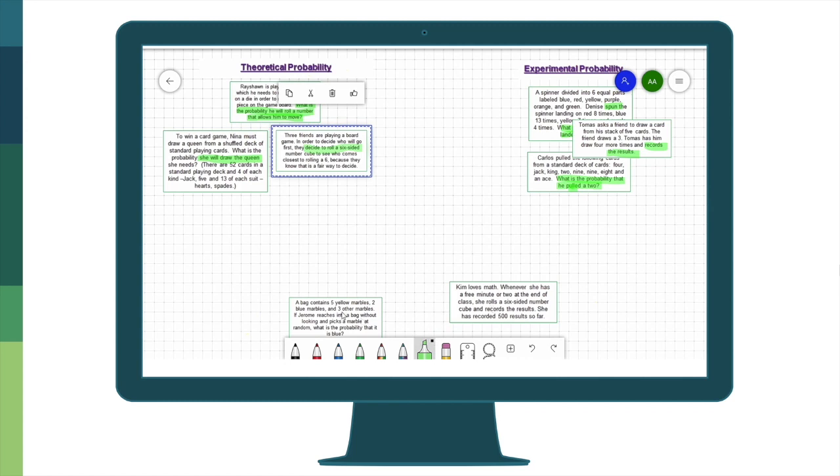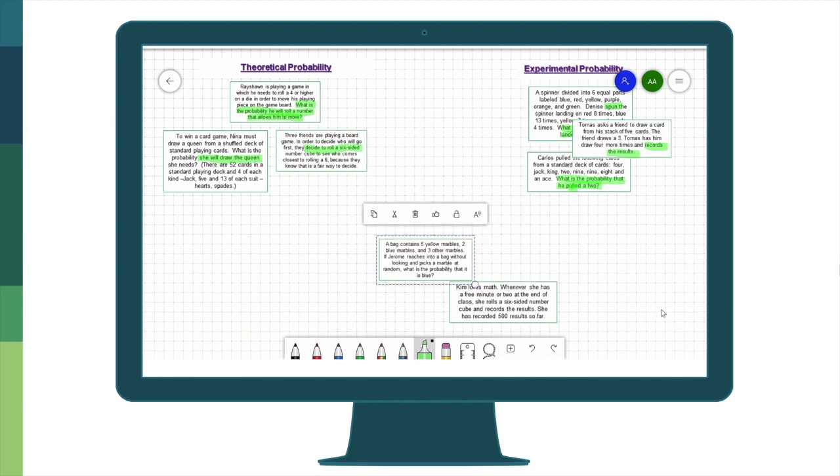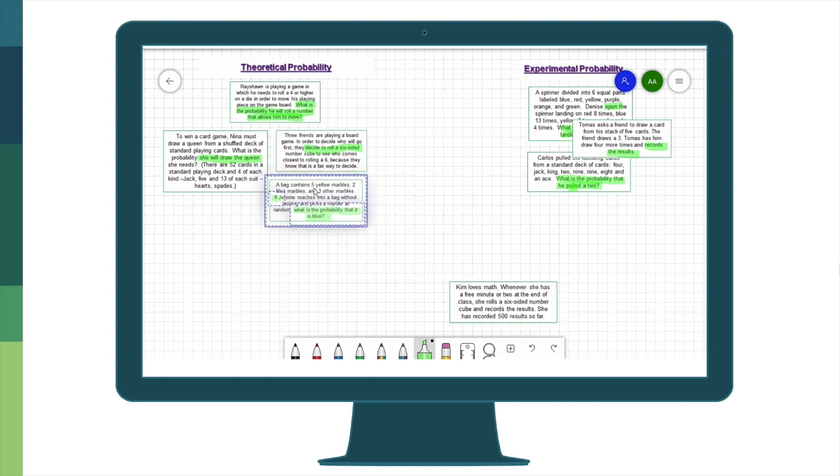Now we have a bag that contains 5 yellow marbles, 2 blue marbles, and 3 other marbles. If Jerome reaches into a bag without looking, he picks a marble at random. What is the probability that it is blue? Keyword if, because he has not conducted his experiment yet. So we consider that theoretical probability.